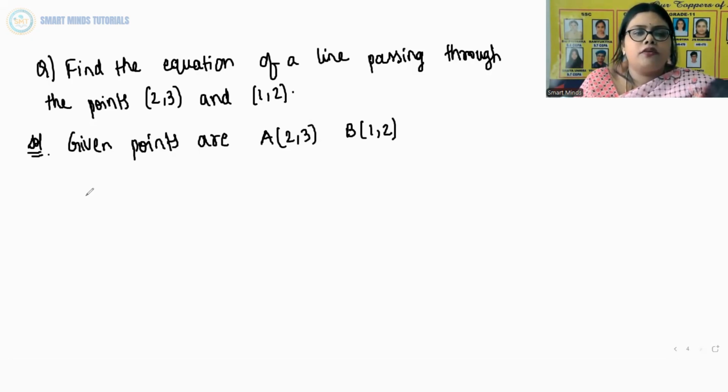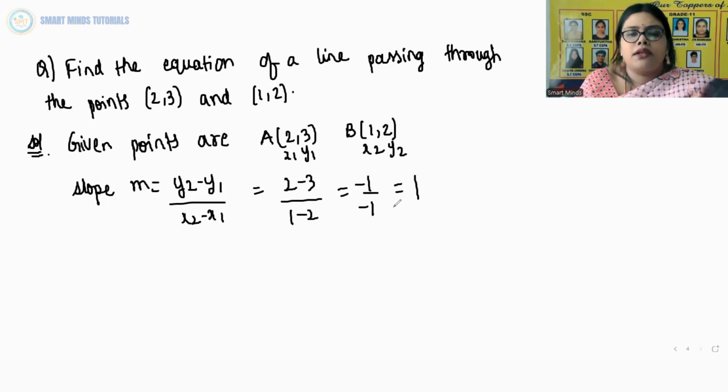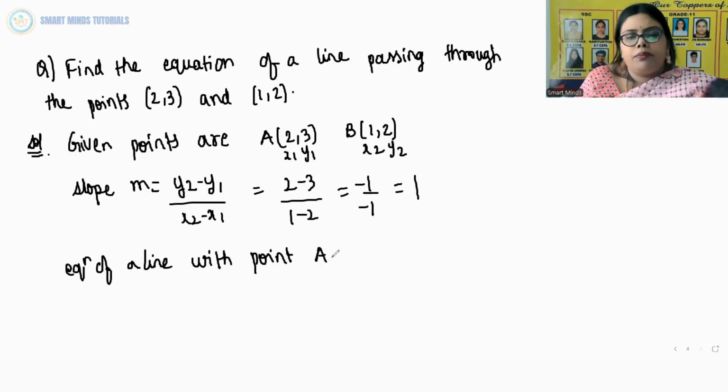So first let us find out the slope. Slope is denoted by m. The formula for slope when two points are given is y2 minus y1 by x2 minus x1. So here A and B points are given. We take them as x1, y1 and x2, y2. So that is 2 minus 3 by 1 minus 2. That is minus 1 by minus 1, that is 1. Now we will find the equation of the line with any one of the points, with point A(2, 3) and slope 1.